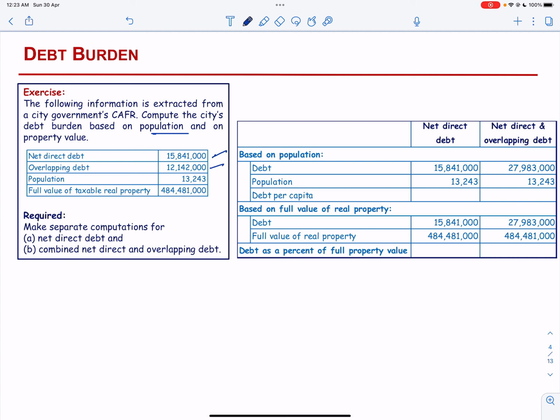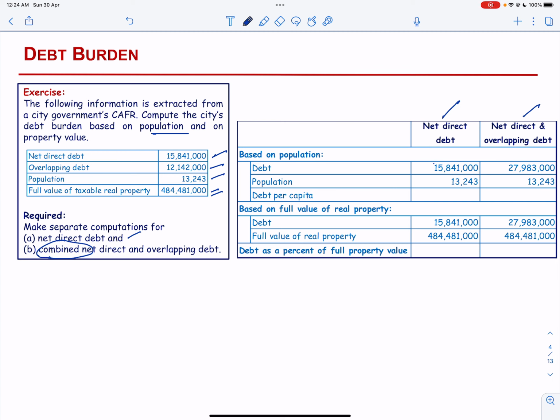Overlapping debt is the proportionate share of debt issued by other governmental units that provide services to that government's citizens. So we have a population and then we have full value of taxable real property, and we have to make separate computations for net direct debt and combined net direct and overlapping debt. Okay, so first of all, we have the net direct debt and we have the net direct and overlapping debt.